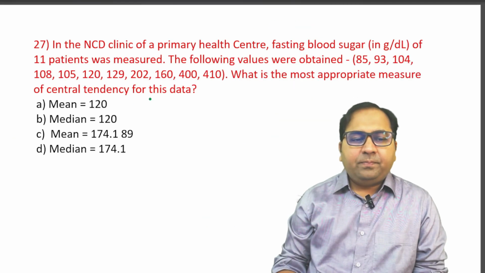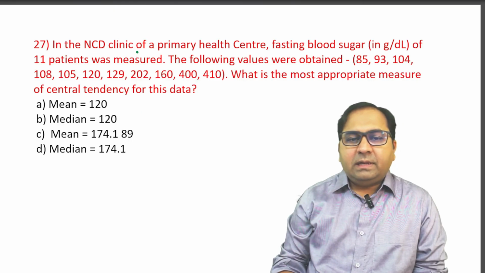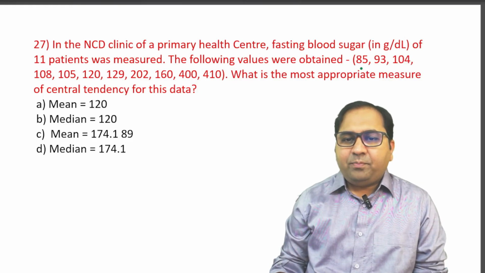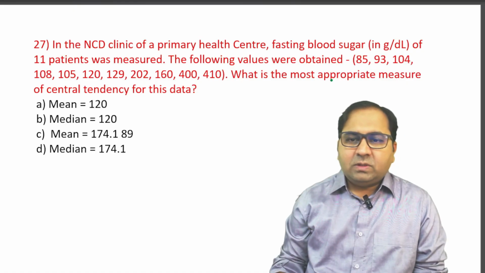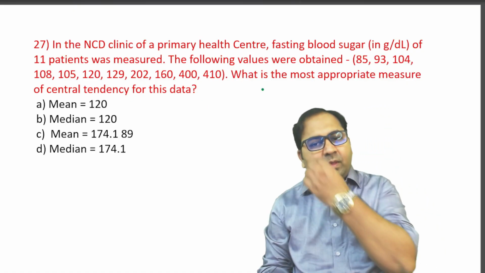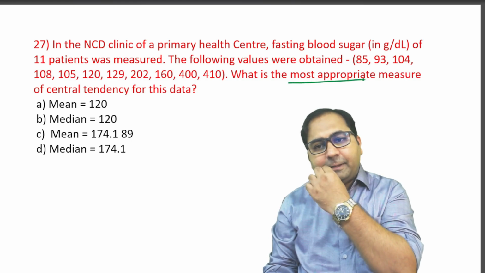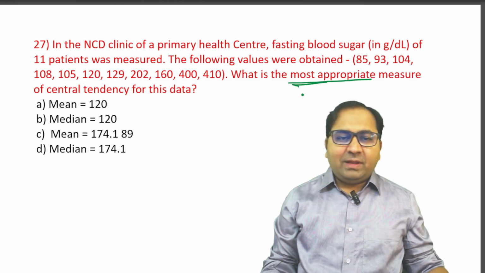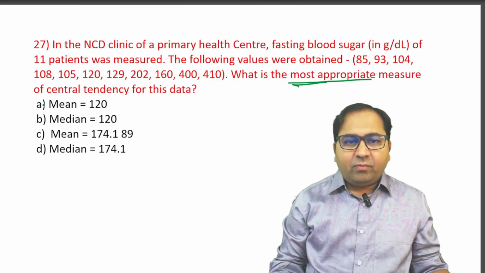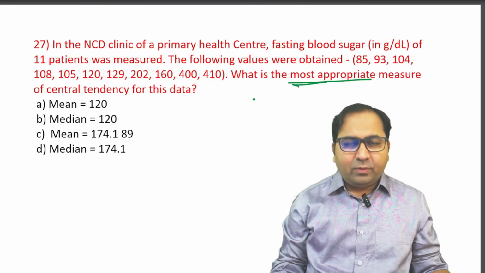Let us see the next question. In the NCD clinic, NCD is non-communicable disease clinic of a PHC, FBS of 11 patients were measured. The following numbers were observed. So what is the most appropriate measure of central tendency for this data? They have asked most appropriate. Can we calculate mean, median, mode? From the options they gave two means and two medians. So let us see what will fit into it.